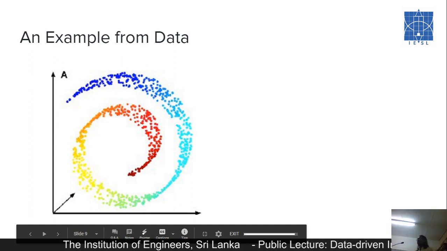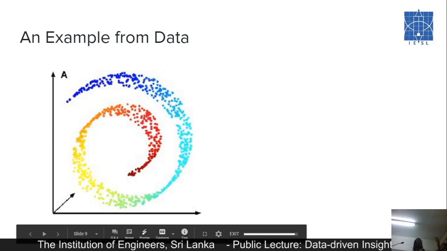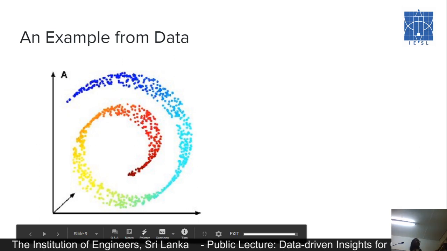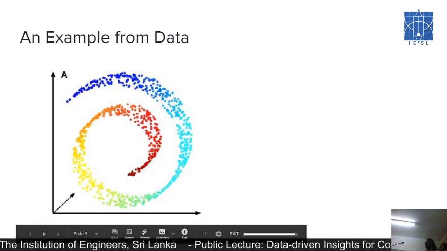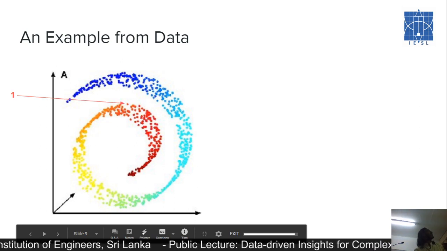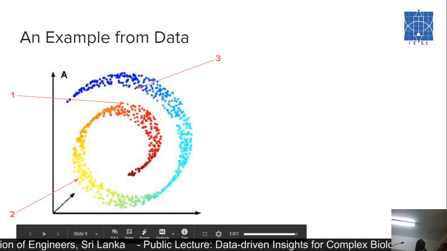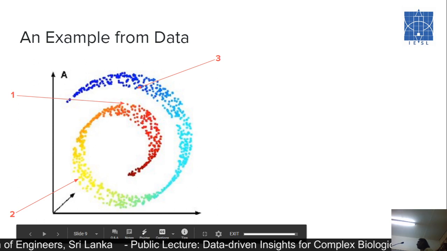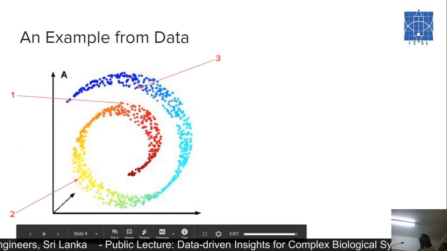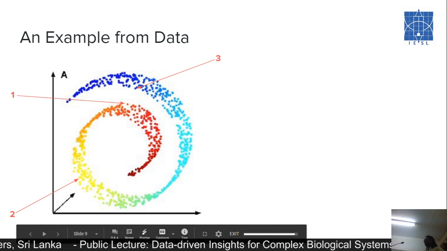Okay. This is an actual example from data science. Has anyone heard of this data set before? This is called the Swiss roll data set. It's like a Swiss roll. Let me ask you a question. There are points 1, 2, and 3. Which point is closer to point 1? Three. It is closer to 3 when we take the Euclidean distance, right?